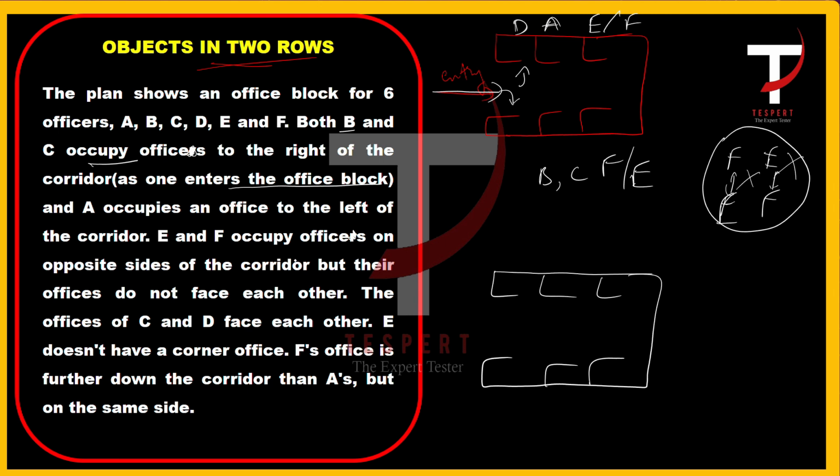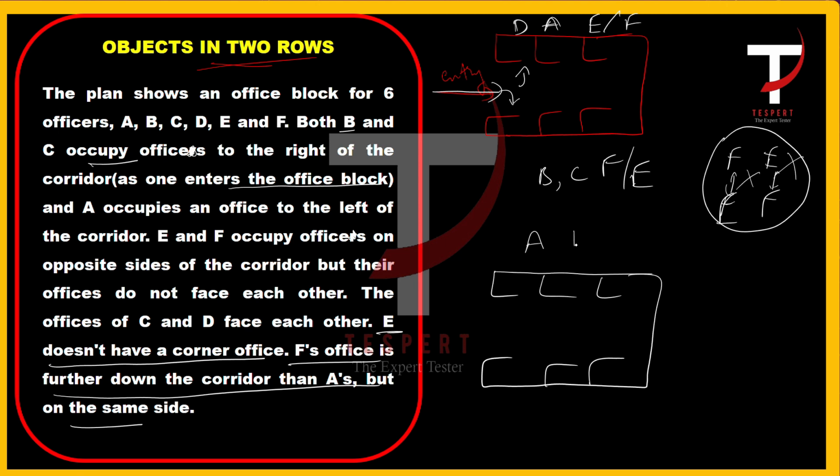Okay. So F's office is further down the corridor than A's, but on the same side. So A and F must be on the same side.